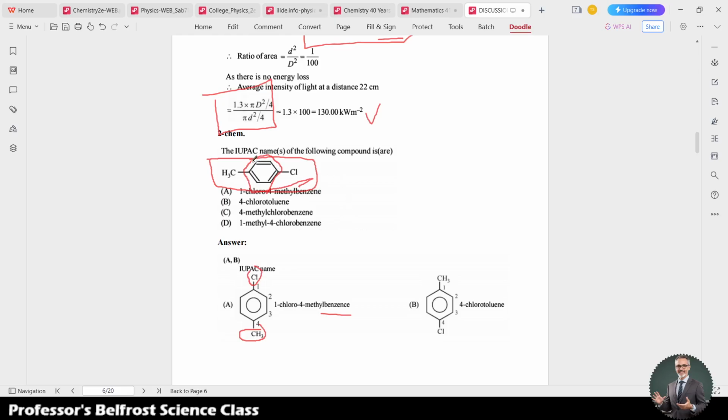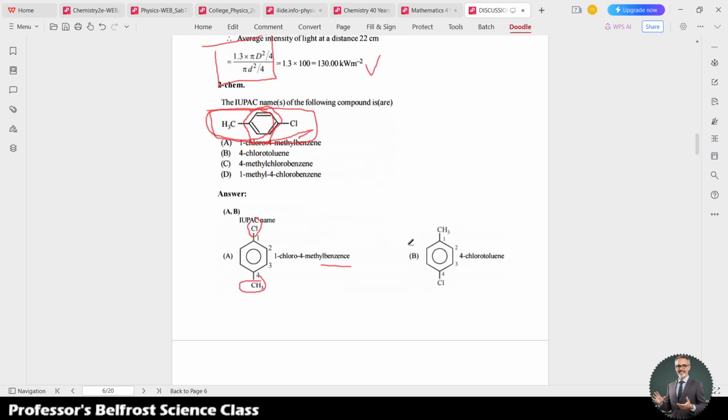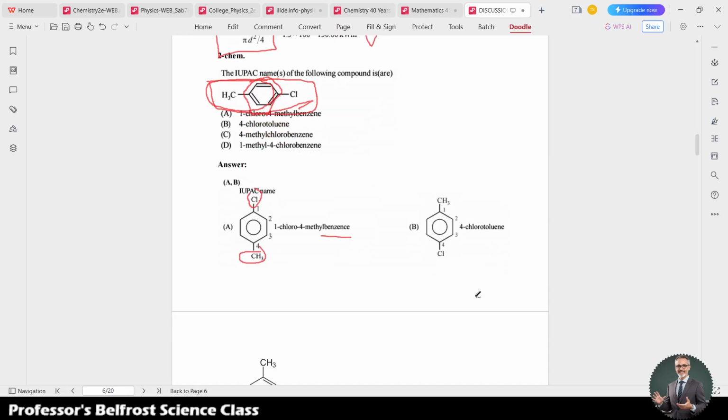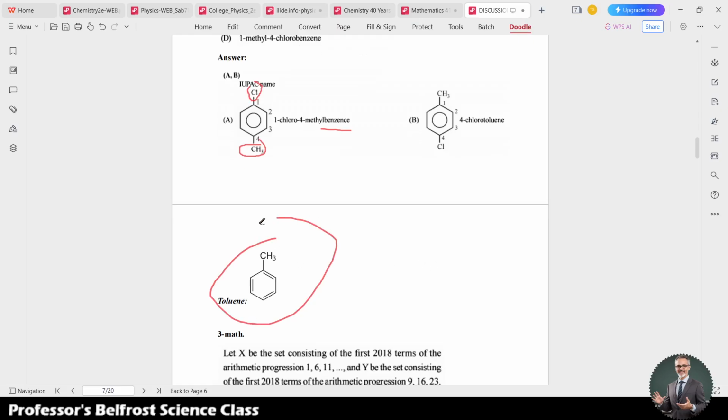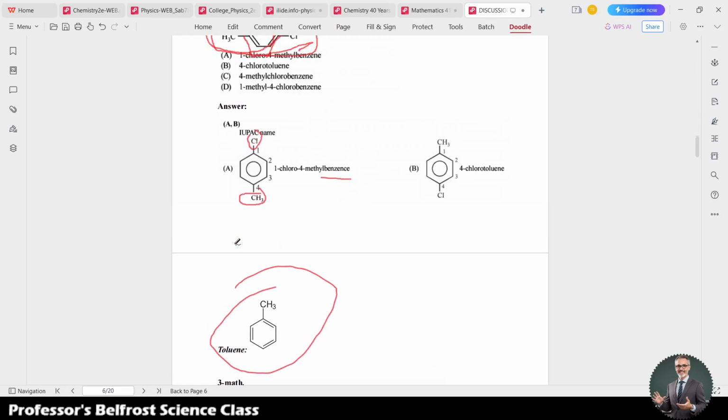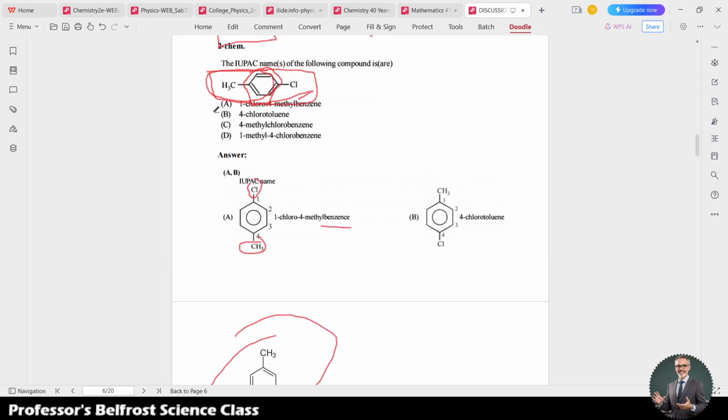Or if you take this, because you notice that this is a structure of toluene, then you can create like this. So you take this, always be the first one, second, third, fourth. So it is on the fourth position, which is 4-chlorotoluene. Okay, so this is the toluene structure. Okay, so A and B are correct.